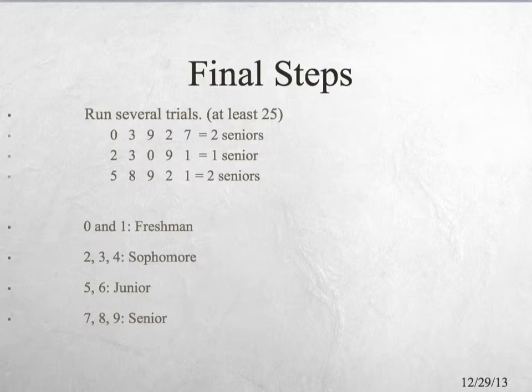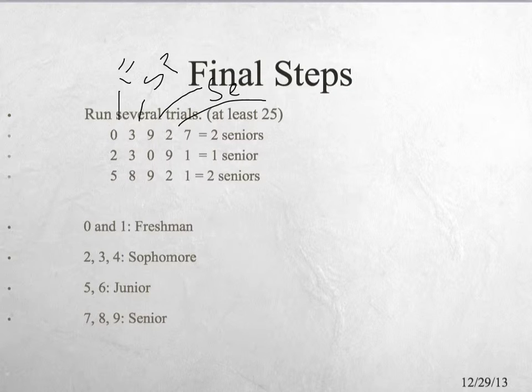So you run several trials, and you've got to do at least 25. My first run, I came up with the number 03927. Now remember, here, that 0 is a freshman. The 3 is a sophomore. A 9 is a senior. A 2 is again a sophomore. And that 7 is a senior. So how many seniors? There are 2 seniors.